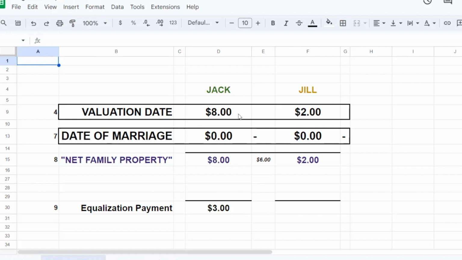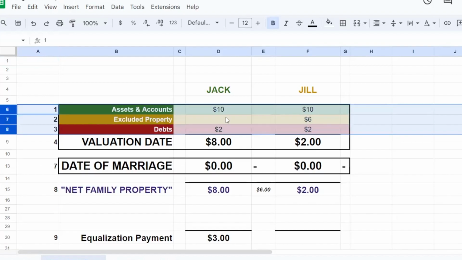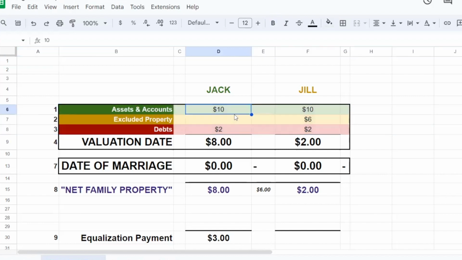Now in the exclusions video, we were looking very carefully at valuation date, and let's just look at that right now. Here, both Jack and Jill owned $10 on the date that they separated. They were actually the same, and they both had debts of $2. So both of them have a net worth of $8, but Jill had a little quirk of this excluded property of $6. So that actually changes her valuation date numbers.